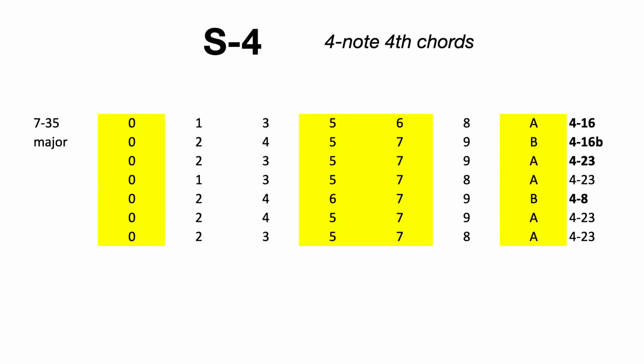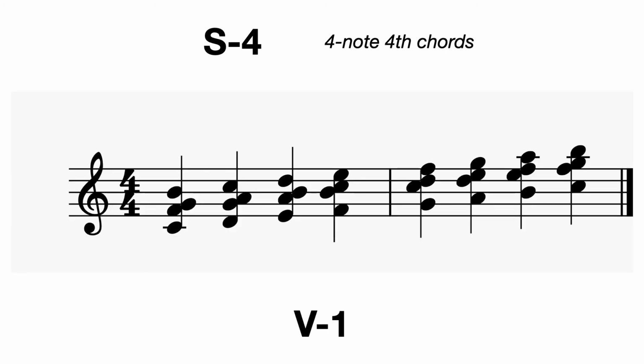And this is the fourth group. These are referred to as four-note fourth chords by Mick Goodrick, and we have here the root, the fourth, the fifth, and the seventh of the scale structure. And this is a chord scale from S4 in voicing group 1, and sounds like this.